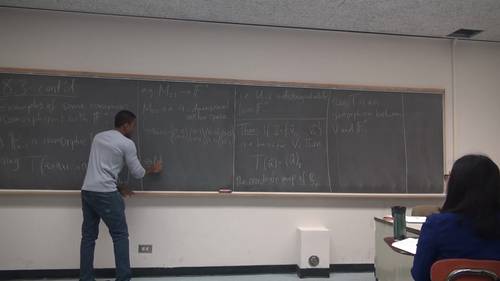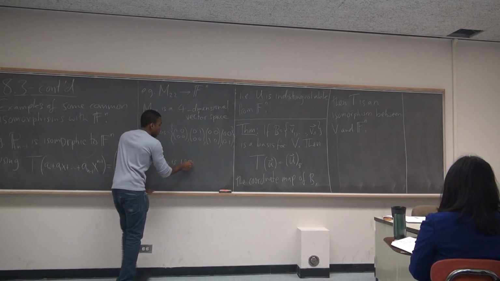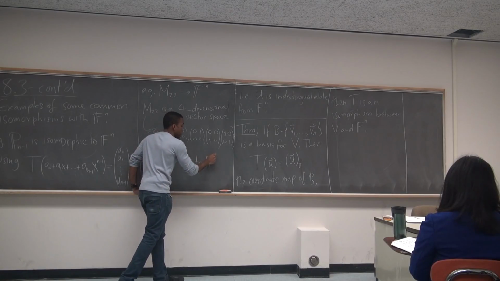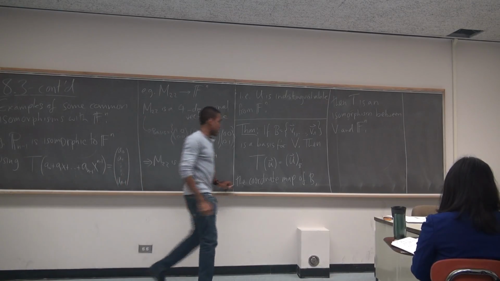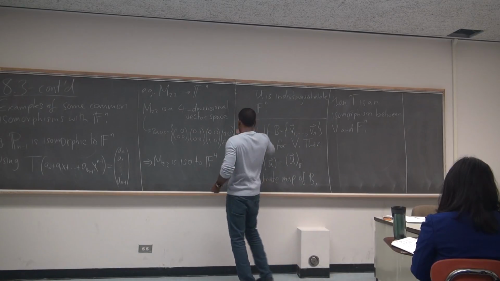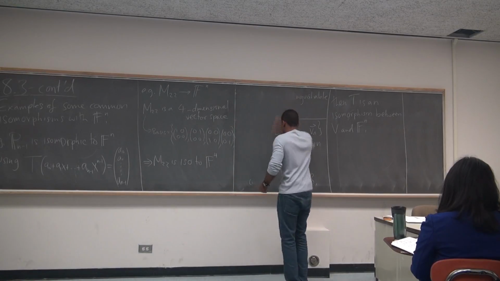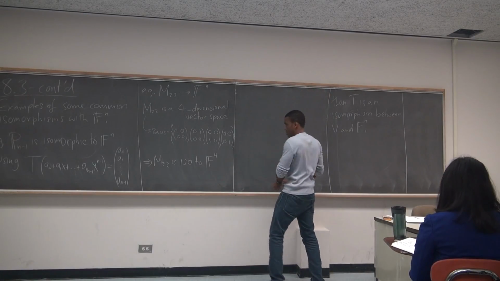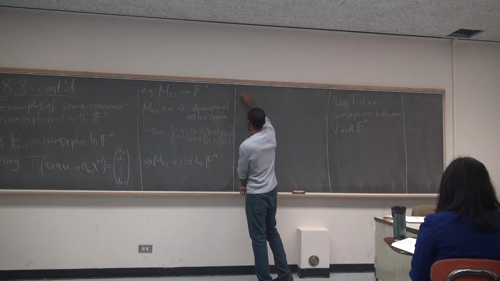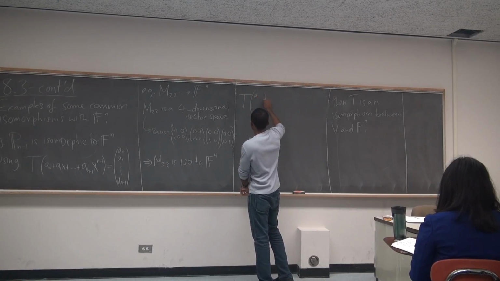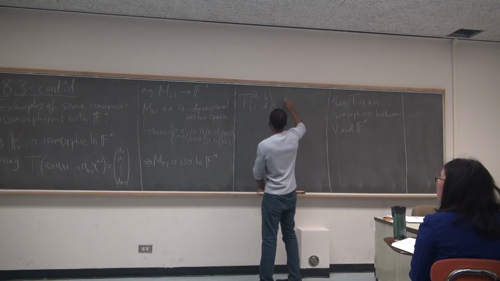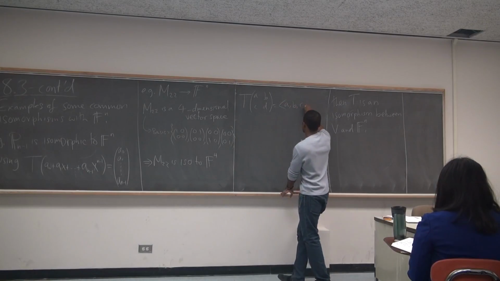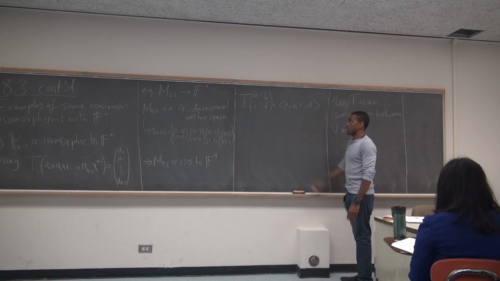This means M22 is isomorphic to F4, the set of 4-dimensional vectors. And there's a natural map here again. For example, if I take T of A, B, C, D, just send this to the vector A, B, C, D. Just list one row at a time. The first row, then list the second row. If you had a 3 by 3, you list the third row, and so on and so forth.